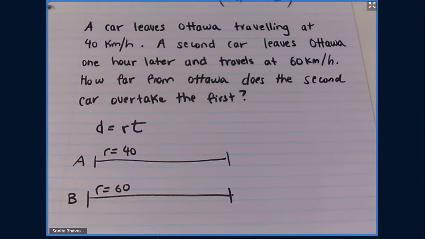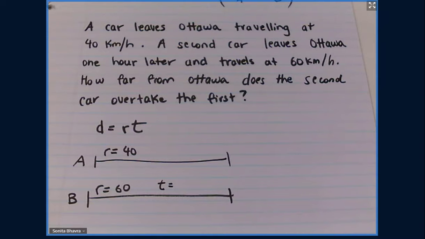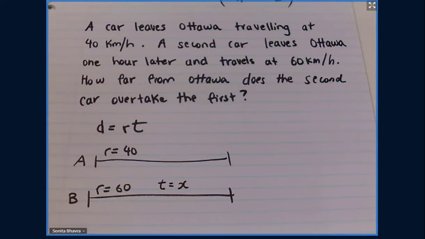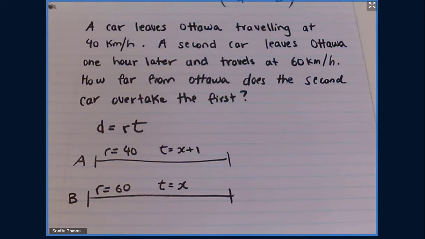All right, so let's call the time for car B X, because the second car B is the one that's going to overtake the first one. So we can solve for X and then multiply the two together to give us our distance. Therefore our time for our first car will be X plus 1. The second car left Ottawa 1 hour later, so we can call car A X plus 1.